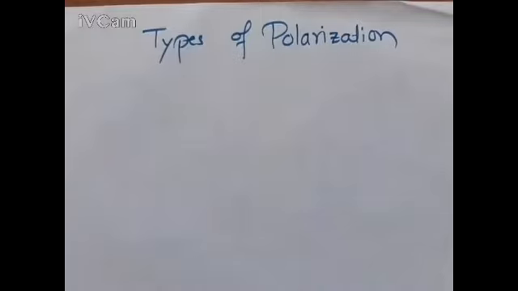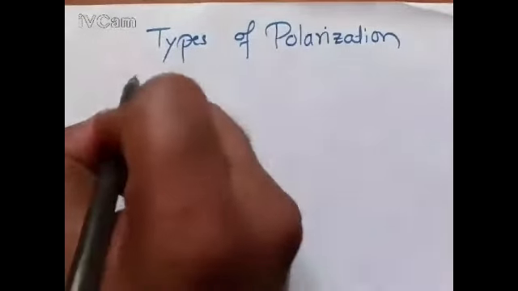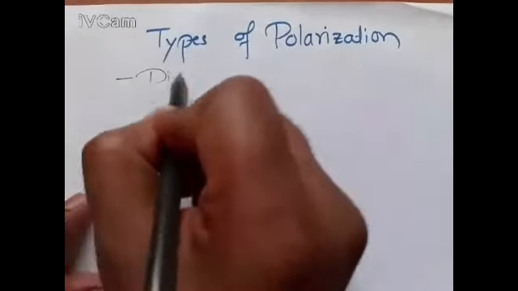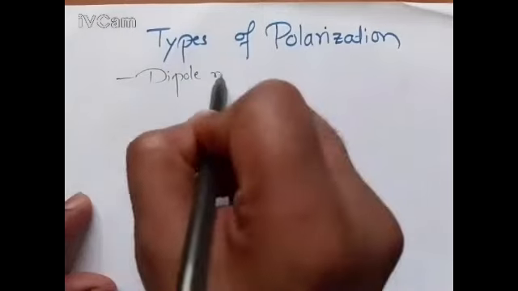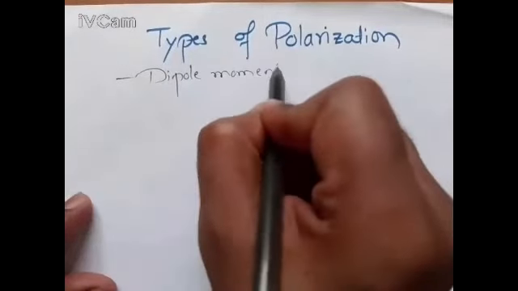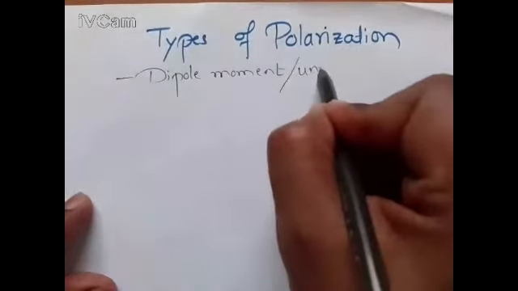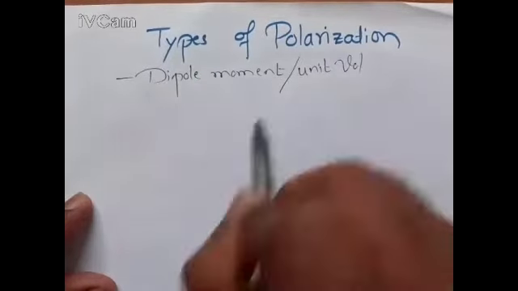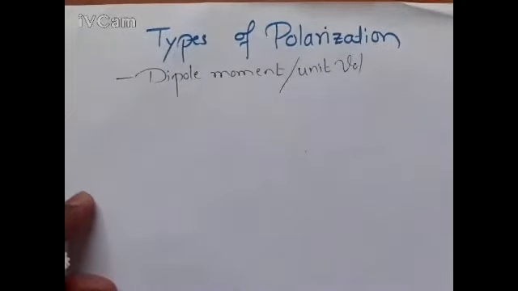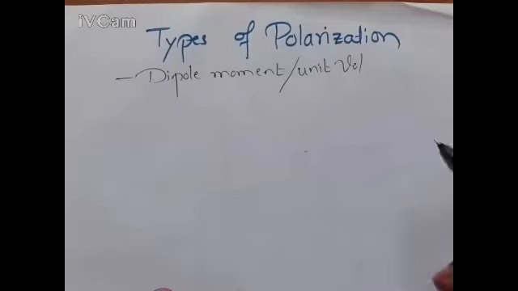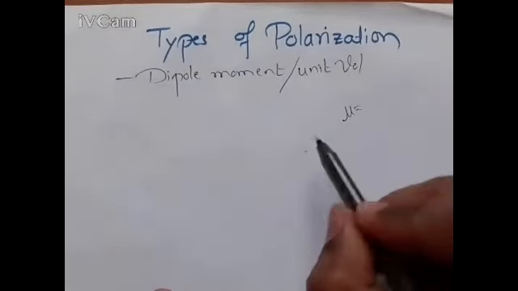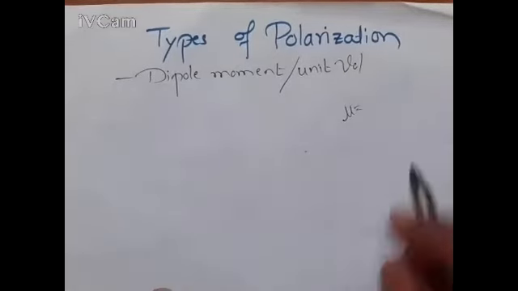Okay, how many types of polarization are there? What is polarization? Polarization is nothing but the dipole moment per unit volume. That is the exact meaning of polarization. So now, what is dipole moment? Dipole moment mu is equal to, fine.